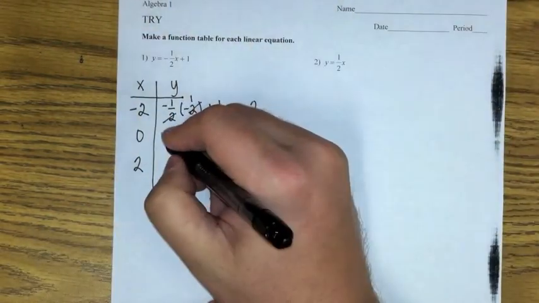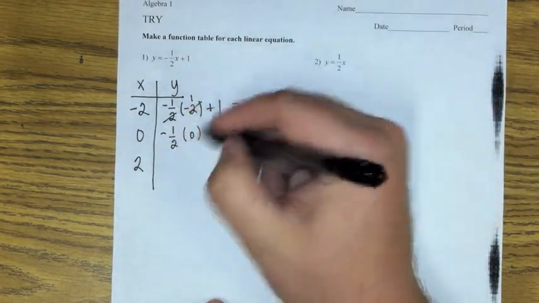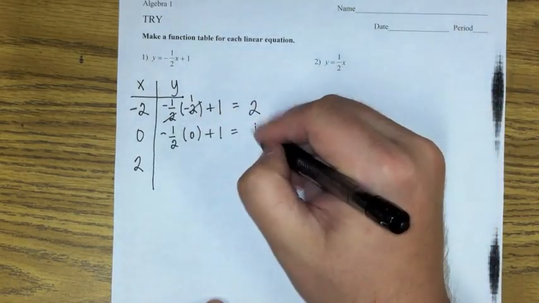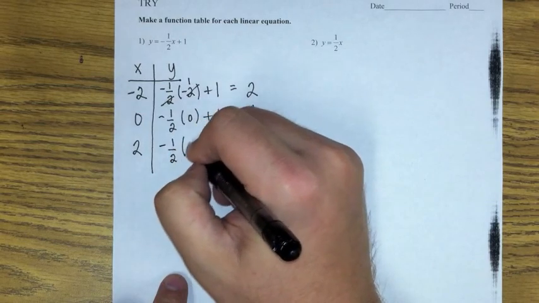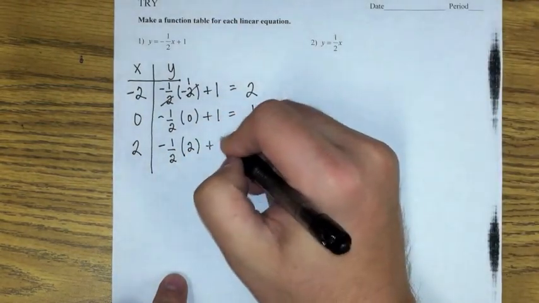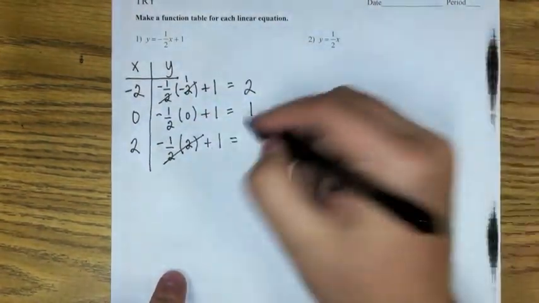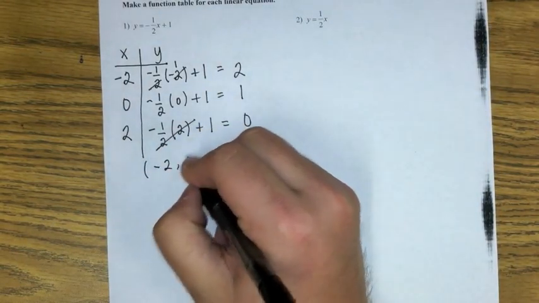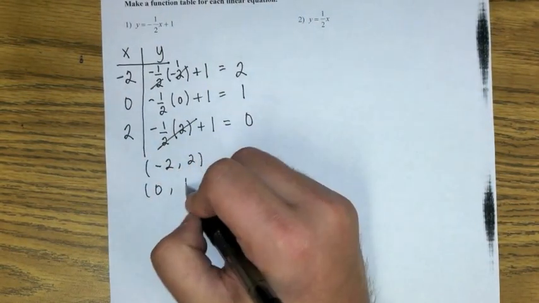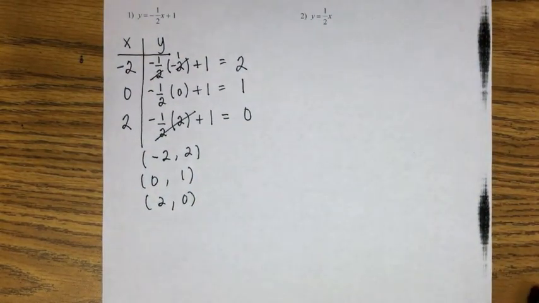Okay, 0. Negative 1/2 times 0 plus 1. Well, anything times 0 is 0. 0 plus 1 is just 1. And when I plug 2 in, negative 1/2 times 2 plus 1. The 2's cancel out. Negative 1 plus 1 is 0. So 3 ordered pairs here are negative 2, 2, 0, 1, and 2, 0. Okay, let me plot those real quick. Let's see what that relationship is.